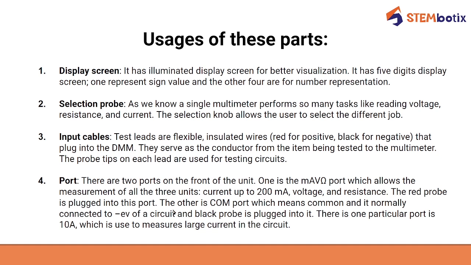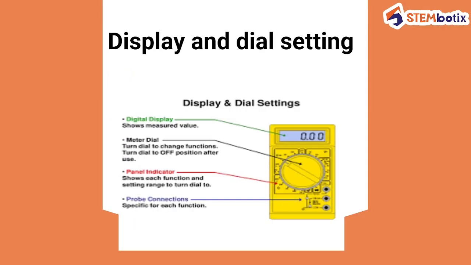Now ports. There are two ports on the front of the unit. One is the mA V ohm port, which allows the measurement of all three units: currents up to 200 milliampere, voltage and resistance. The red probe is plugged into this port. The other is the common port, which means common, and it is normally connected to the negative of a circuit, and the black probe is plugged into it. There is one particular port of 10 ampere which is used to measure large current in the circuits.